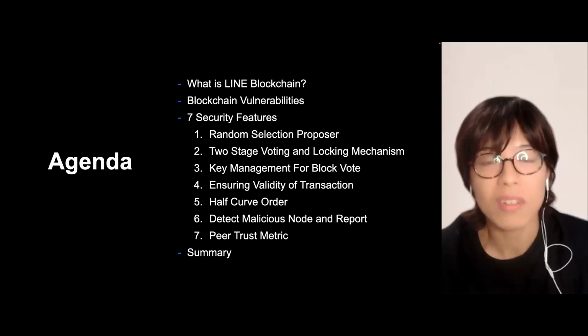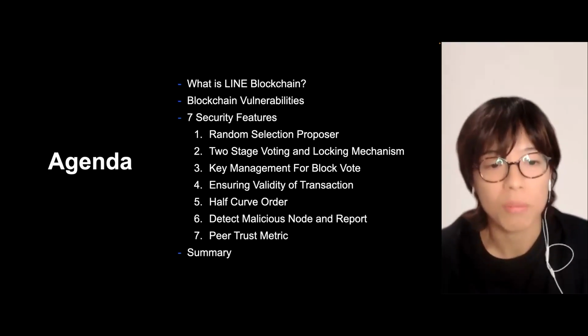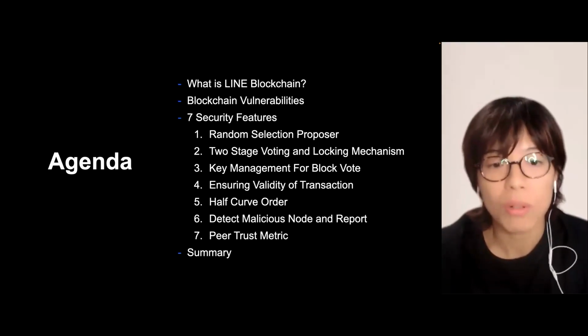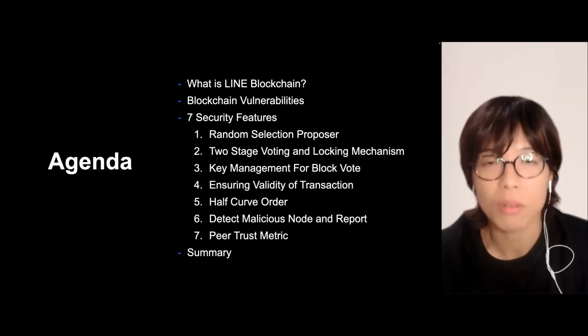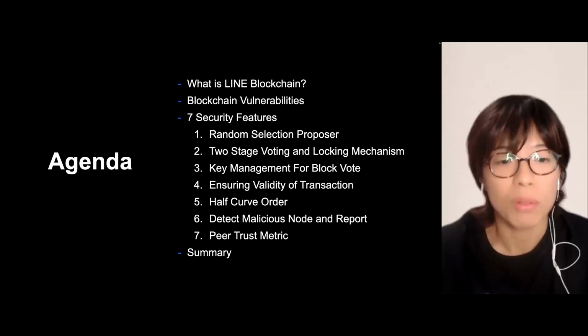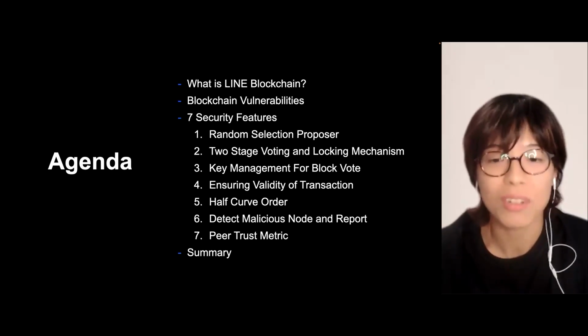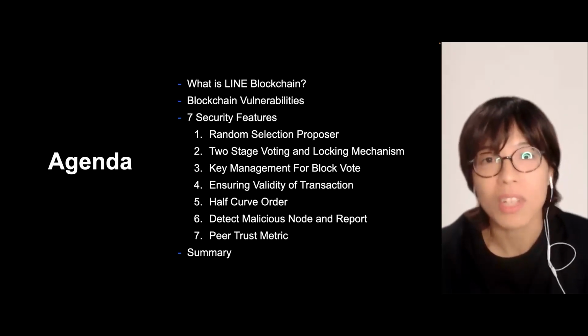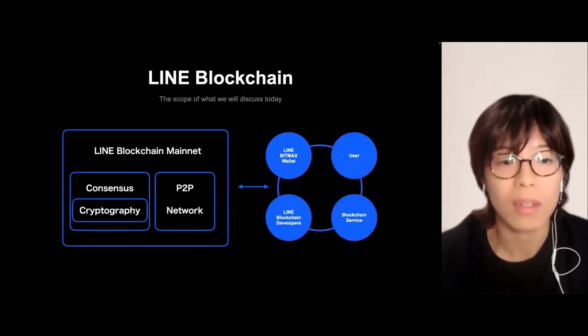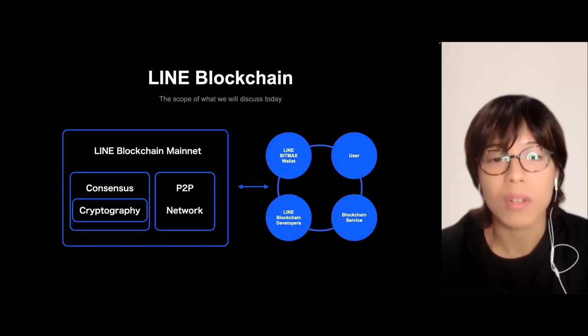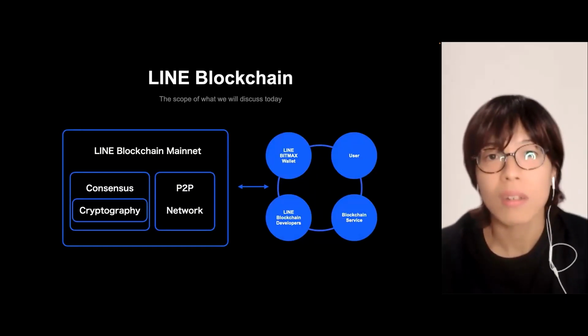I'd like to start with what LINE blockchain is, including its structure, and next the blockchain vulnerabilities, including Bitcoin and other general blockchains. What are the possible security vulnerabilities? Next, I'd like to talk about the 7 security features versus the blockchain, especially the security features incorporated in the LINE blockchain. After the 7 items, I'd like to talk about a more secure idea with my summary. So this is the scope of the presentation.